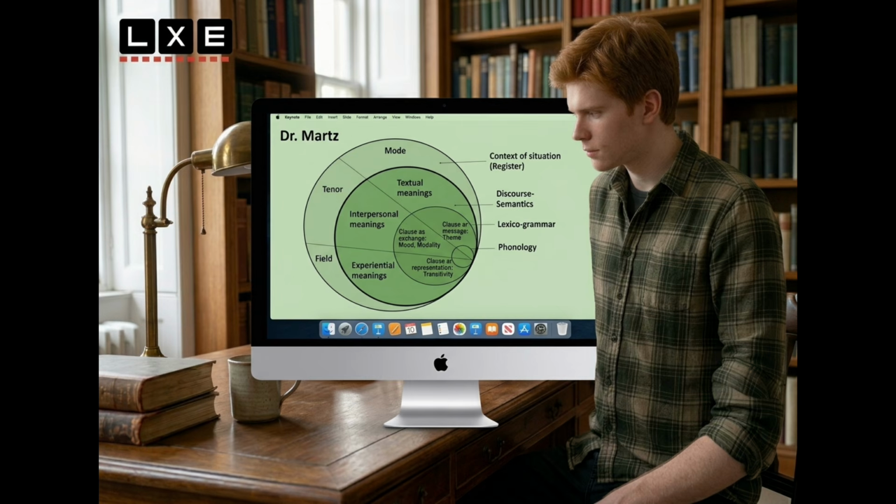It's a system of choices that reflects the social situation you're in. Now, below the metafunctions, the model goes deeper into the grammar itself. This is where process types come in, and this is where the analysis gets very precise. Different clause types realize different kinds of experience. Material processes, mental processes, relational processes. Each of these encodes a different way of representing what's happening in the world.